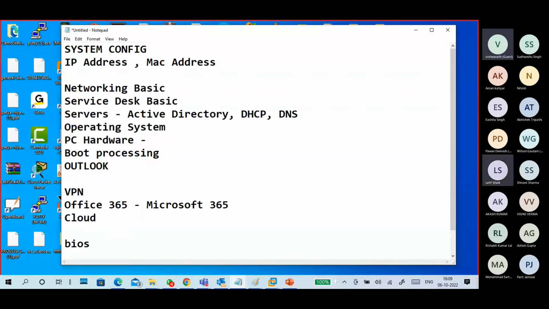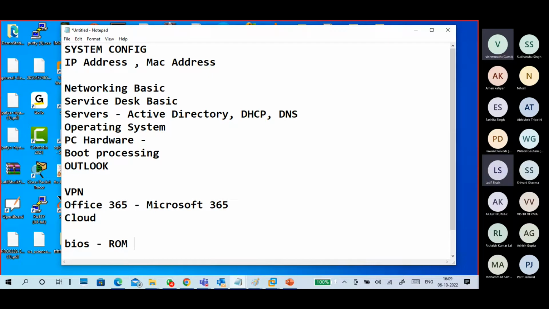BIOS is nothing but a firmware. In a ROM, read-only memory, we have a BIOS program. That is a firmware.